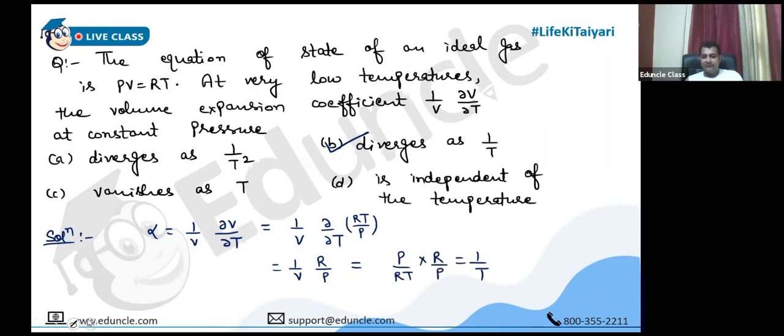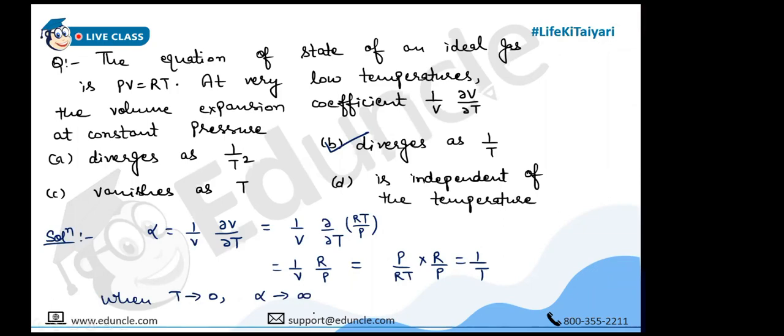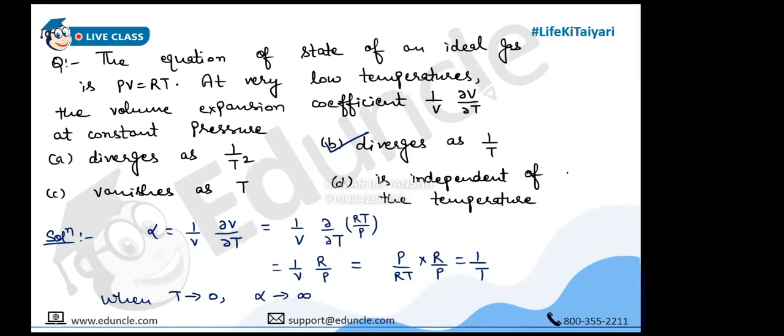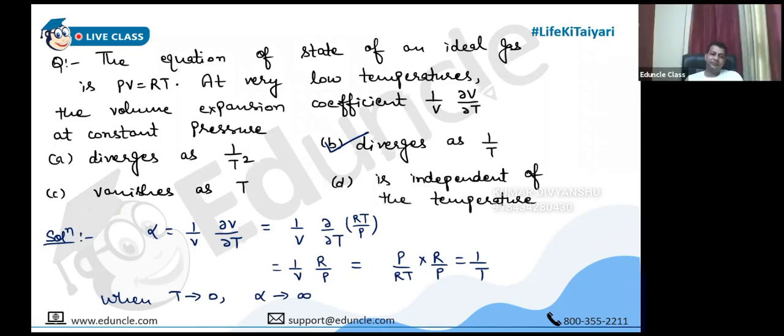So B option. Why have they written diverges at low temperature? When T approaches 0, alpha tends to infinity, na? Means diverges. So options C and D are different? Obviously, they are different. It is saying it varies like T, and it is saying it is independent of temperature. So varies or vanishes? One and the same thing, I think. If it is proportional to T only, then it will vanish like T, na? Because T is small, T approaches 0. Then alpha will be 0. Okay.